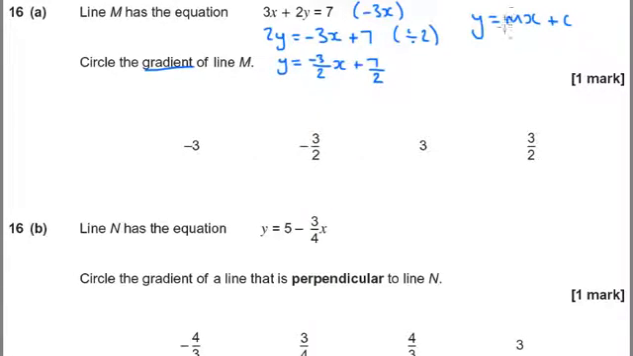And the value of the gradient is the m value. So now I can just look for which answer says minus 3 over 2. It's this one.